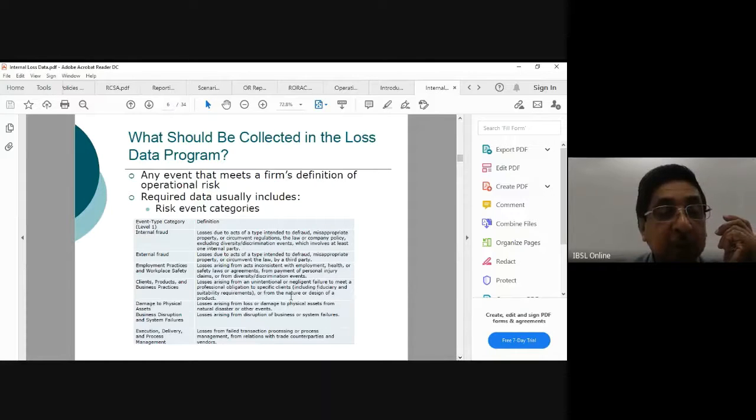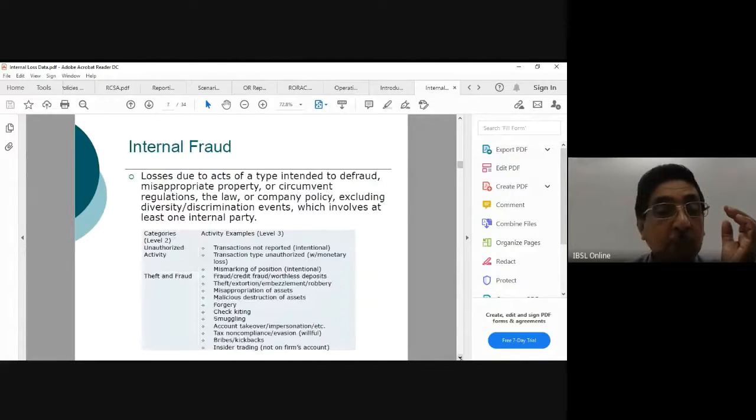Right. Now I think you have to be clear about these things. There are 7 risk categories, and we call them level 1 risk categories: internal fraud, external fraud, employment practices and workplace safety, clients' products and business practices, damage to physical assets, business disruption and system failures, execution, delivery, and process management. All these are called level 1 risk events.